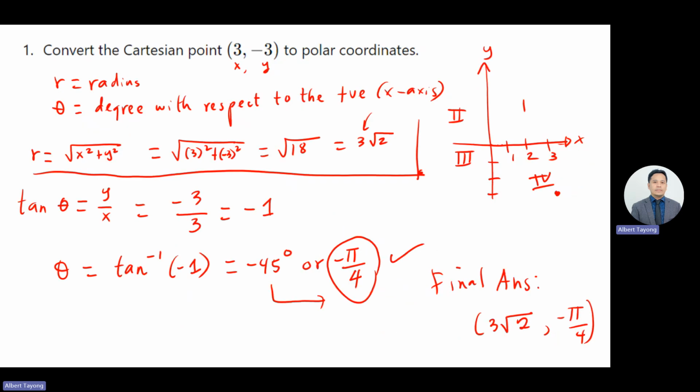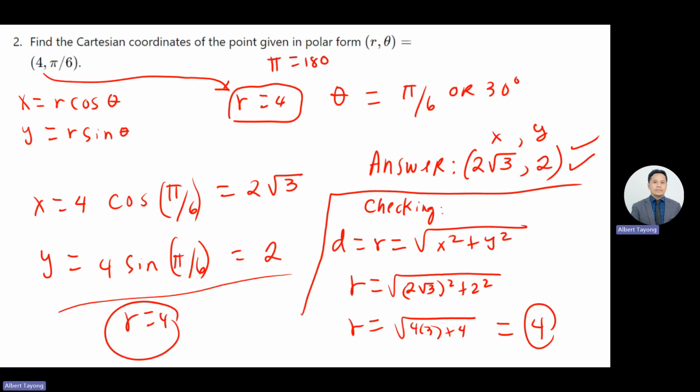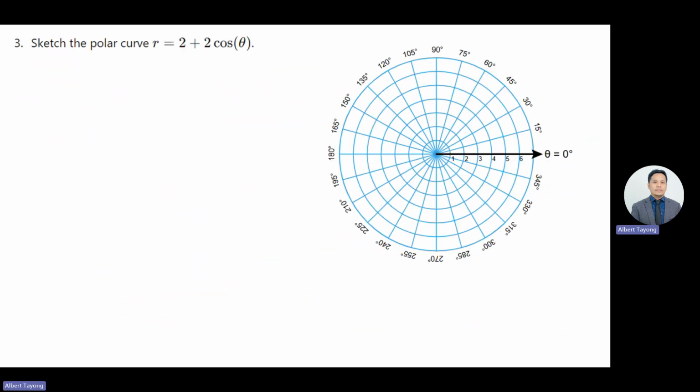Okay, so this is how to convert from the polar form to the Cartesian coordinates. It's the opposite of number 1. Here, we have the Cartesian form or Cartesian point. We change to polar coordinates. So it's the opposite, right? So I hope this is clear. Now, number 3, you're asked to actually sketch the polar curve. R is equal to 2 plus 2 cosine theta.